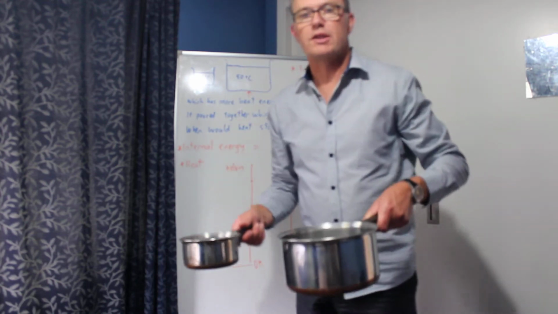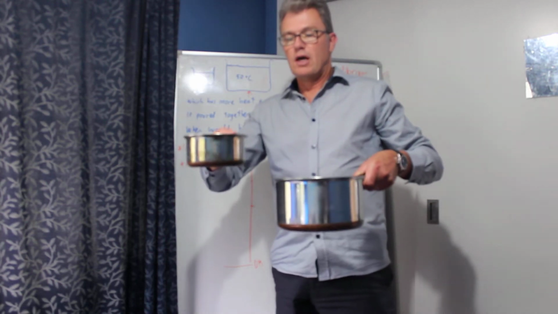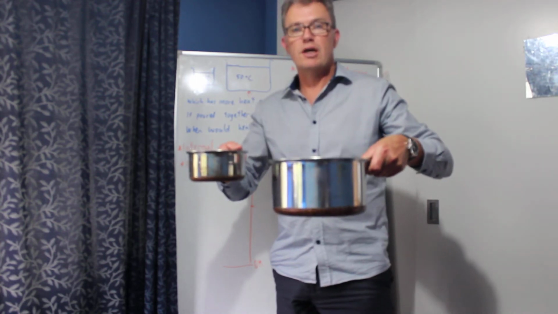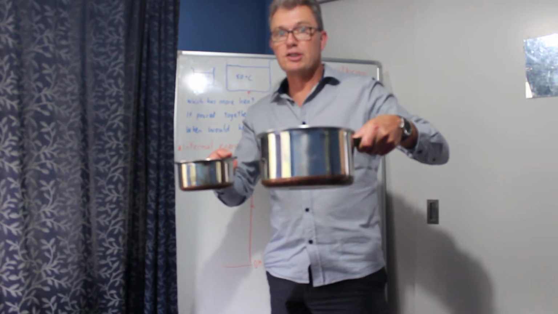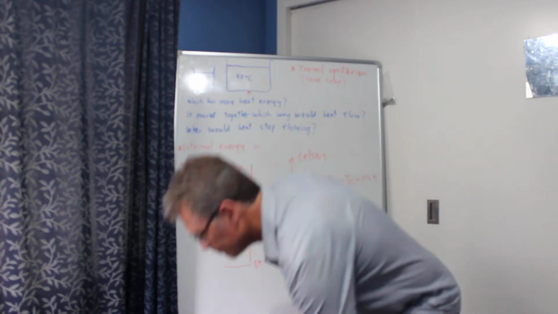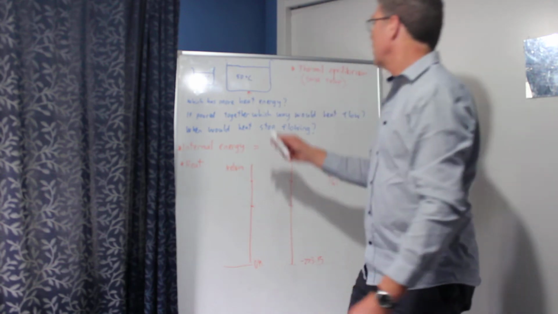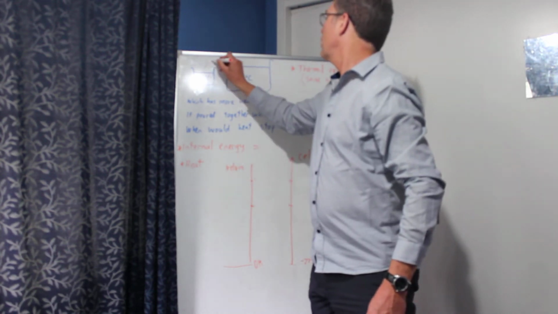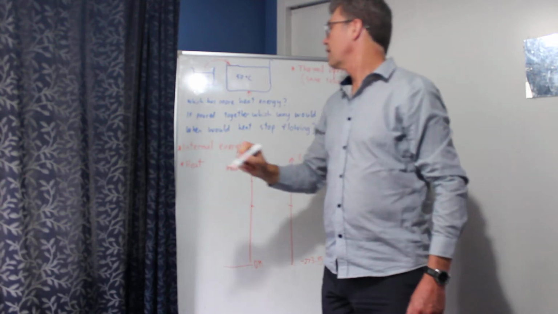The heat actually flows. Why did I put them down? The heat flows from the object with a higher temperature into the object at a lower temperature, even though this one had more heat energy to start with. Are you confused? I hope not. If poured together, which way would the heat flow? The heat would flow that way.